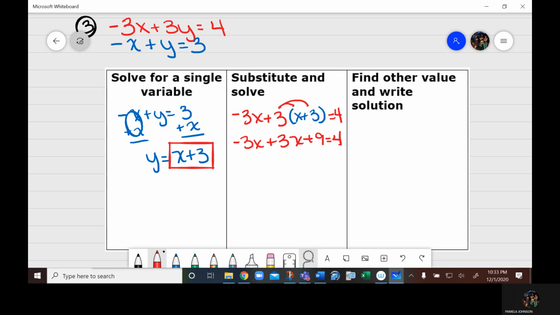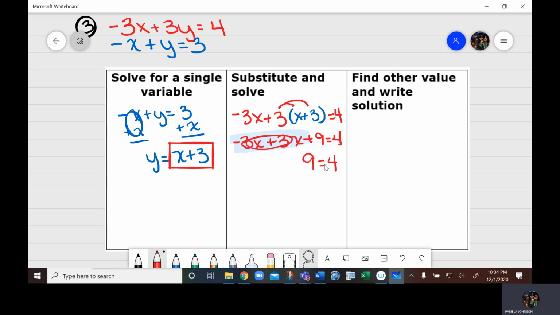Okay. And if we look, negative 3x plus 3x, those are my like terms. But when I add negative 3x plus 3x, I end up getting 0. These cancel each other out. Okay. So 9 equals 4. Well, now that's not true.